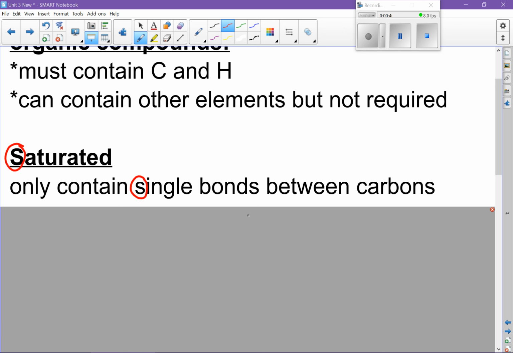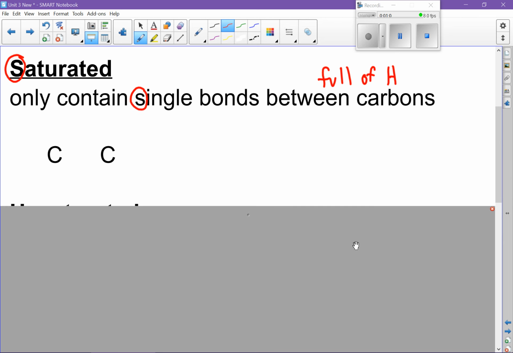Okay, and what happens when you have something saturated? It's basically full of hydrogens. Remember, saturated means kind of like full. It has as much as it can possibly have. When you have single bonds, you have as many hydrogens attached as possible. So here's a carbon, and a single bond is represented with one line between it. There might be some hydrogens also attached, but everything is only going to have single bonds on it. So this is what something saturated would look like. Only single bonds, which just means a single line.